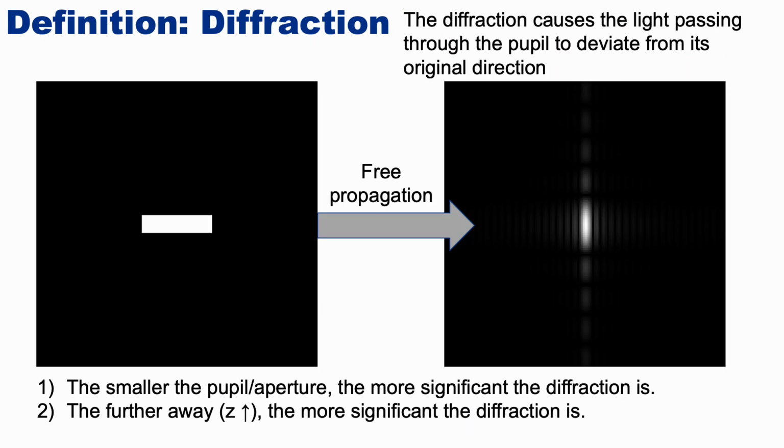So basically the diffraction is due to the light passing through the pupil deviating from its original direction. And we know that the smaller the pupil or the aperture is, the more significant the diffraction is gonna be. And at the same time, if the separation between the input and output planes is larger, the diffraction effects are also gonna be more relevant.